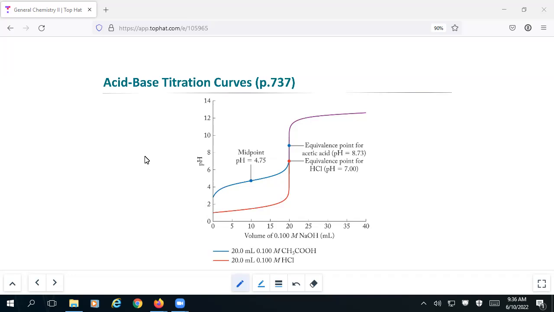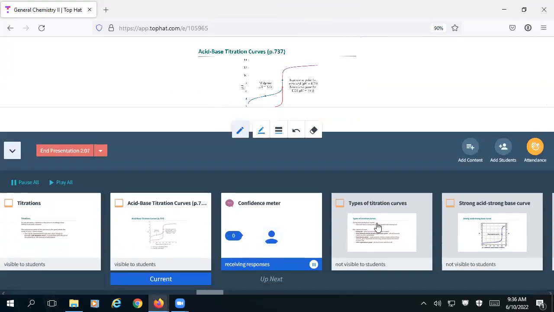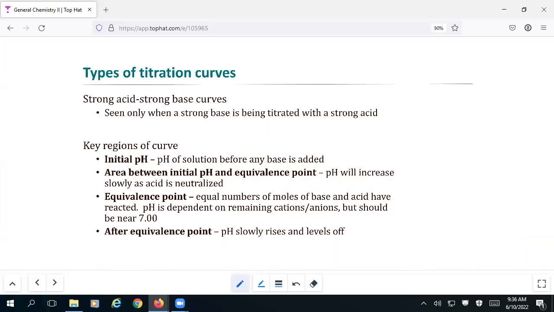So we ended yesterday looking at this image and the fact that even though both of those substances had the same equivalence point in terms of the amount of base used, the curves could not look any more different from each other than they are. And so we're going to get into the reasons for why that is the case.